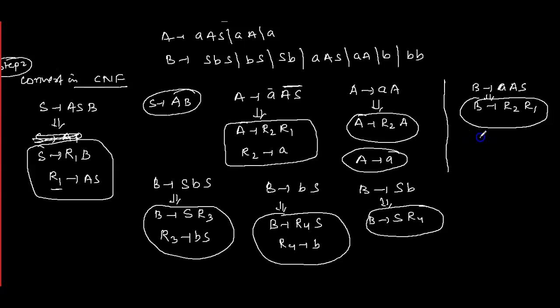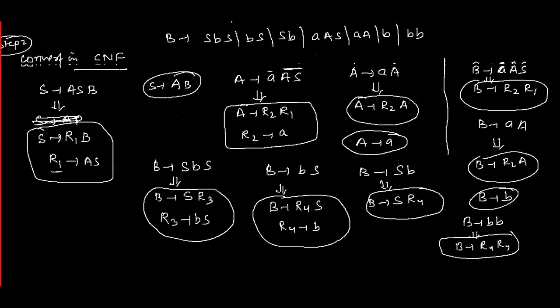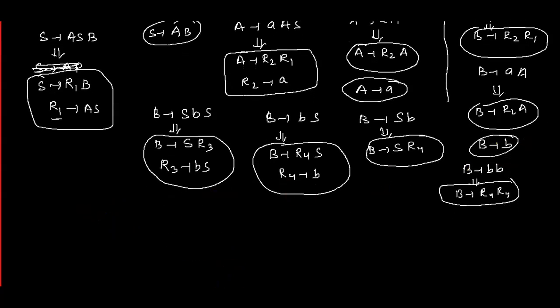Next is B derives A and A. So B derives, small a is R2 and A. So this is in the form of CNF. And B derives small b is already in the CNF. Getting? B derives capital B B is not in the CNF, but you can write in the form of CNF. B derives B B, what we have considered R4 only, right? R4 and R4. So this is in the CNF. Now you can write all the grammar in the form of CNF.